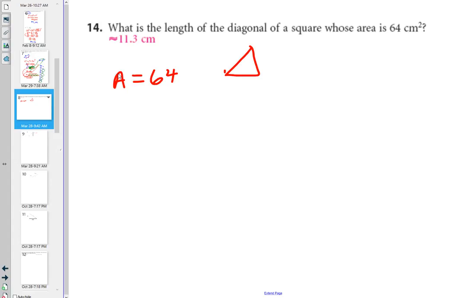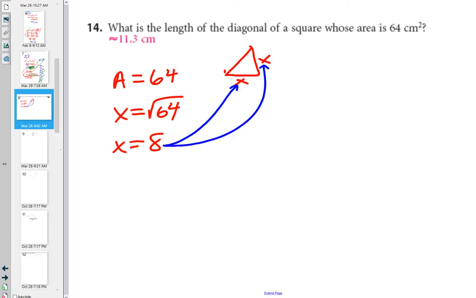If to find the area of the square we squared, how would you go backwards to find the side if they give you the area? Square root. What is the square root of, let's just call this x? Square root of 64 is 8. So I know each of the sides are 8. I know this is going to be 8, and I know that's going to be 8. How would I then find the diagonal?